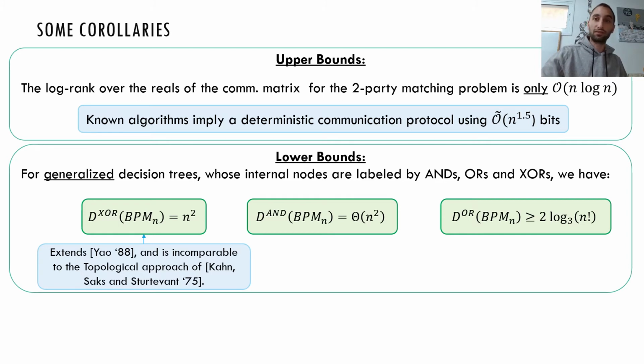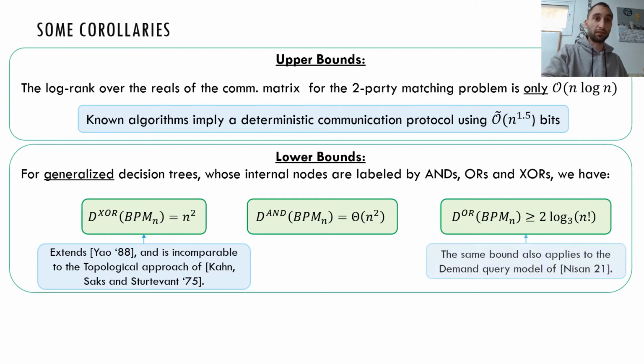For AND decision trees, we show optimal hardness up to a constant. And for all decision trees, we only have a quasi-linear lower bound. The same bound also holds for the demand query model, since the queries in that model can be efficiently simulated by ORs. The demand query model is a concrete complexity model for matching that was introduced earlier this year in a SODA paper by Nisan. That model appears to capture the complexity of known combinatorial matching algorithms, and therefore obtaining a polynomially larger lower bound for that model would be very interesting.